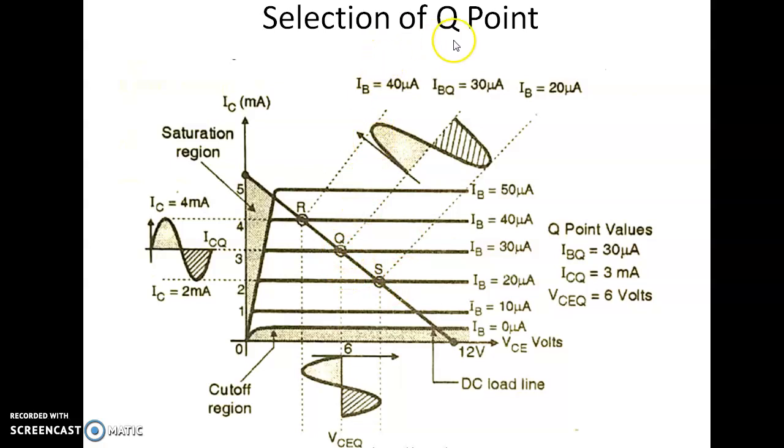And we need to select the Q point. Q point is the operating point of the transistor, or quiescent point of the transistor. It should be present in the active region. This is the saturation region, this is the cutoff region, and this is the active region. So for proper amplification of the input signal, the Q point should be on the center of the DC load line, so the signal will be properly amplified. It should not be towards the ends, it should be on the center of the DC load line.